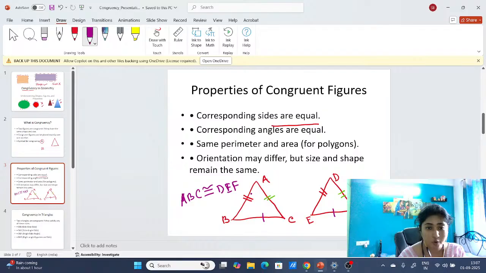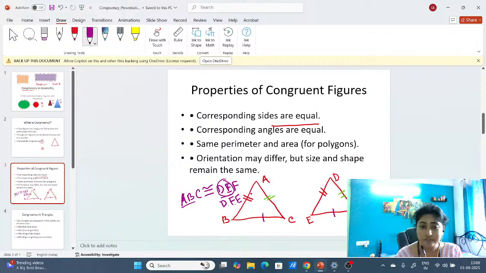We have to always maintain this order. Like this, side AB is equal to side DE. If I am writing AB, I have to write DE like that. I cannot write DFE. I cannot change the order of D and E or E and F. If I am writing DFE, then I cannot call them congruent, because my side AB is equal to side DE. So the order is very important.